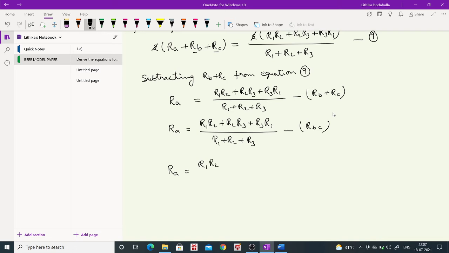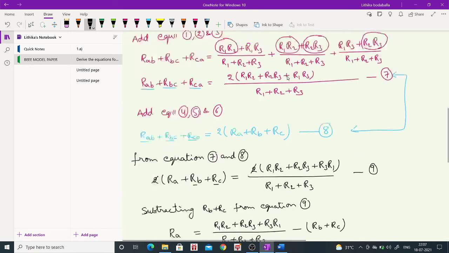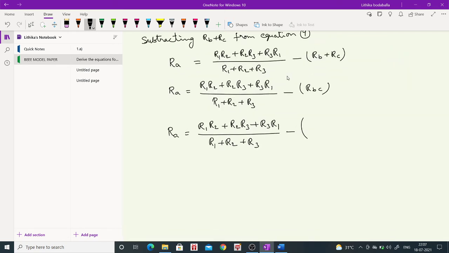So RA is equal to R1 R2 plus R2 R3 plus R3 R1 divided by R1 plus R2 plus R3 minus, in place of RBC what I am writing is R1 R2 plus R2 R3 by R1 plus R2 plus R3.